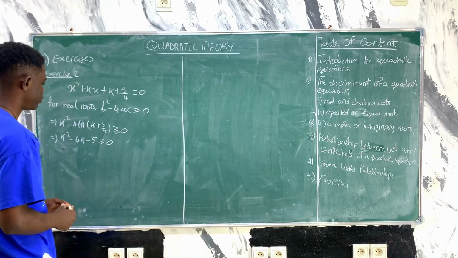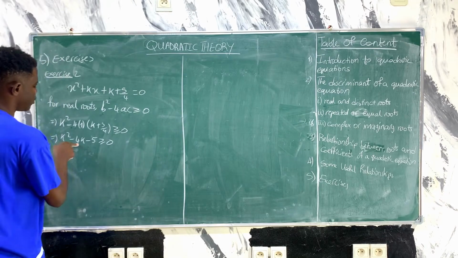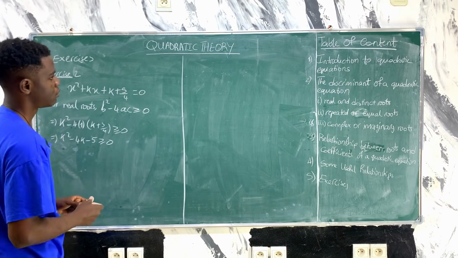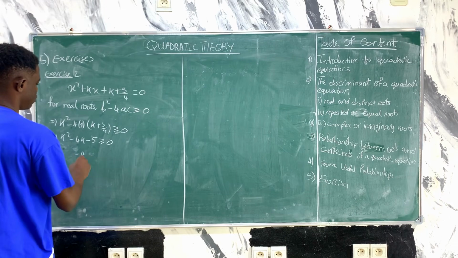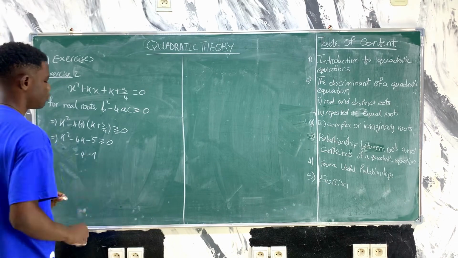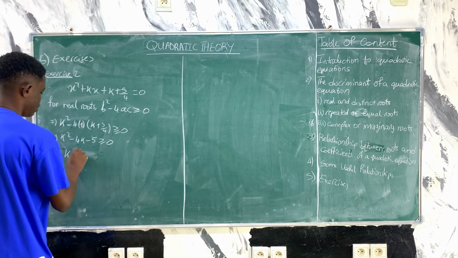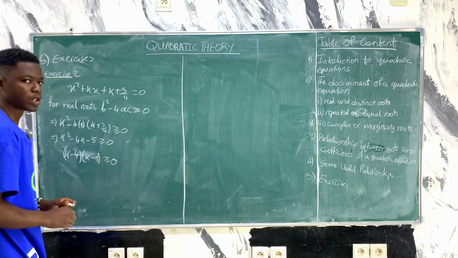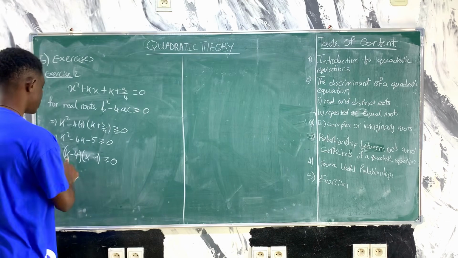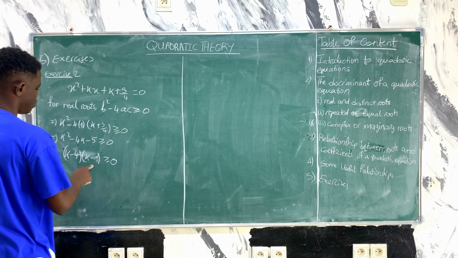Which two numbers multiply to give minus 5 and when added give minus 4? They are minus 5 and 1. So I have k minus 5 and k plus 1, greater than or equal to 0. If you expand this, we see it gives k squared minus 4k minus 5.